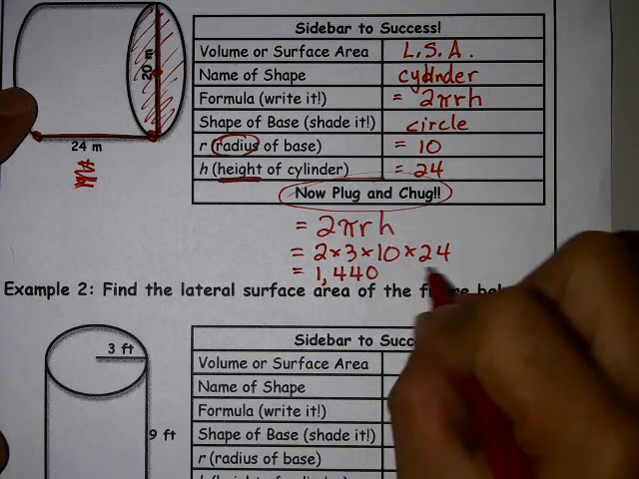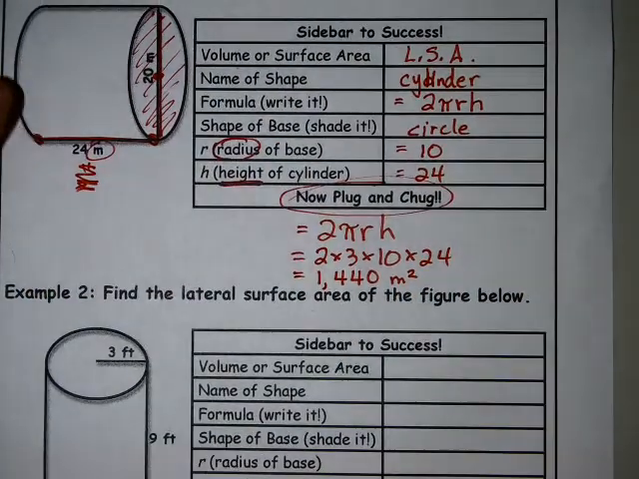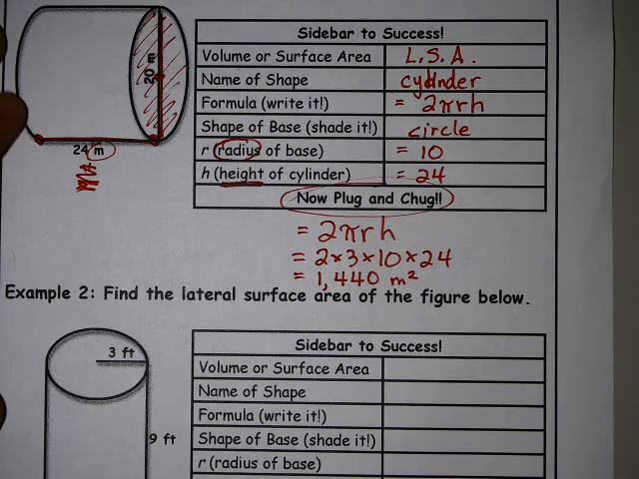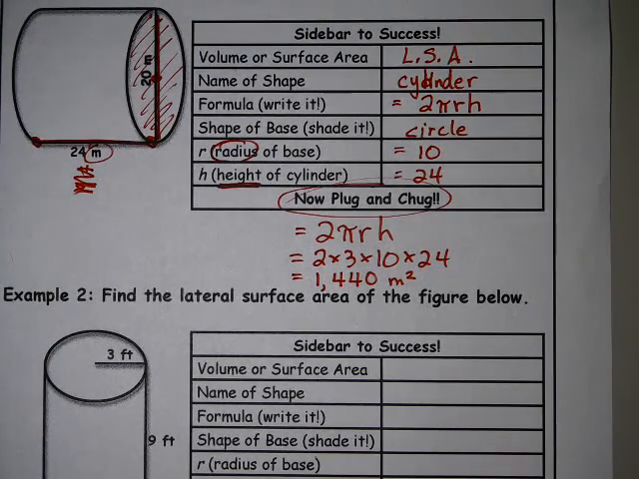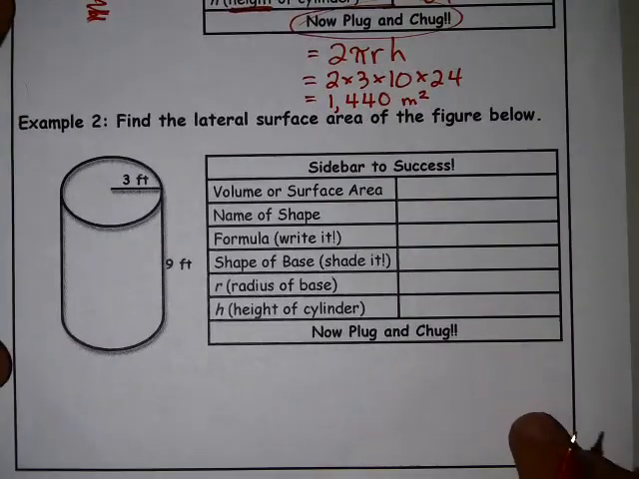1,440, and that's in square meters because our measurement is in meters. And since we're doing area, we always work with square units, whatever the unit might be. So square meters. Okay, let's do another one.